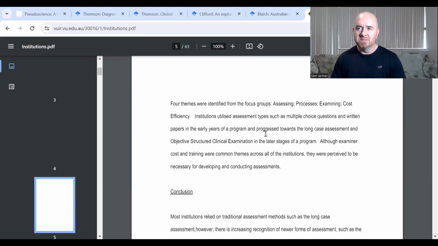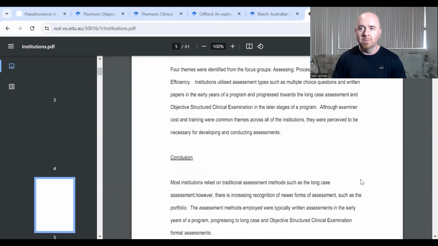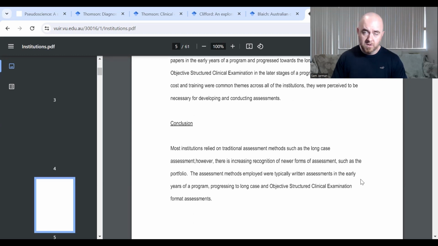Institutions utilized assessment types such as multiple choice questions and written papers in the early years of a program and progressed towards the long case assessment and objective structured clinical examination in the later stages of a program. Although examiner, cost, and training were common themes across all the institutions, they were perceived to be necessary for developing and conducting assessments. I'll read the conclusion.